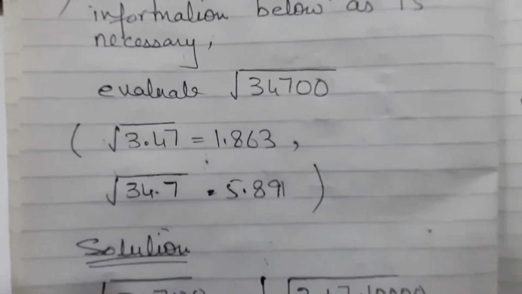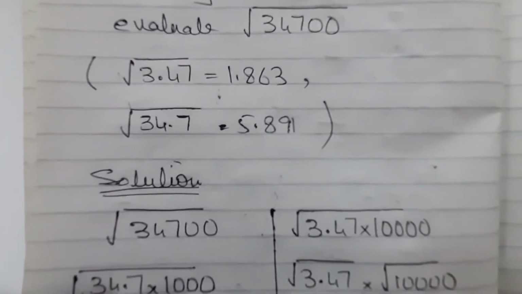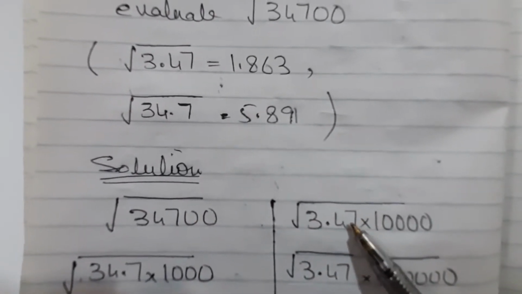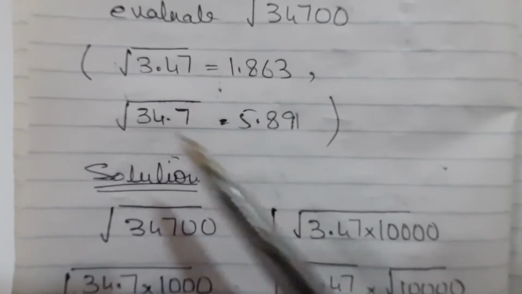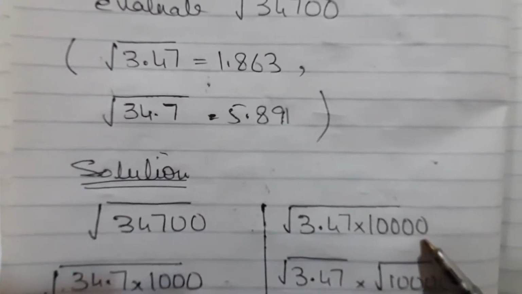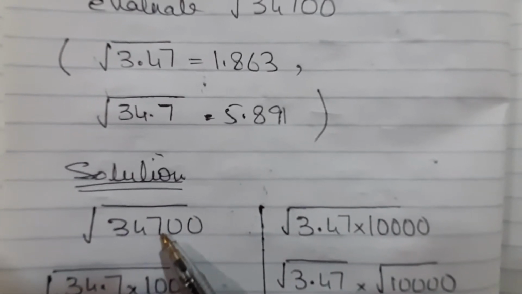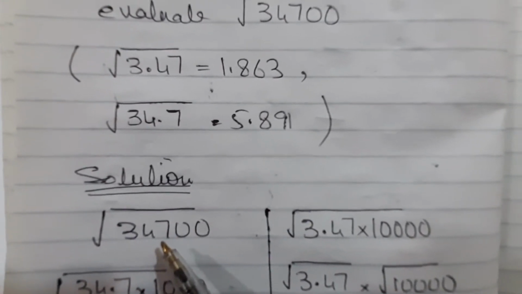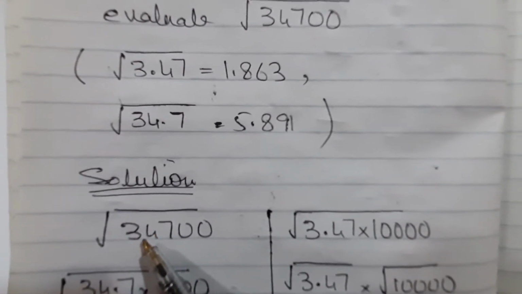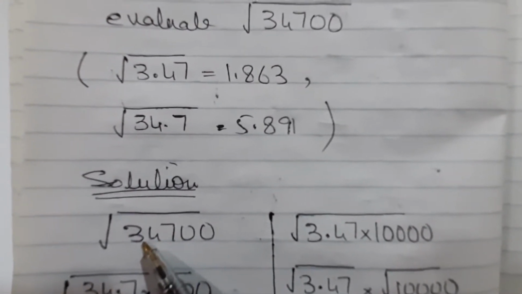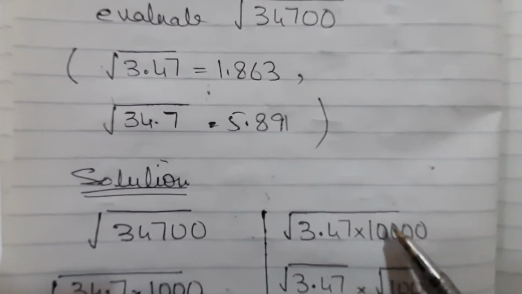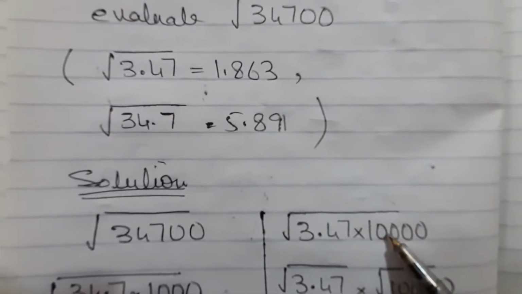So let's see what it will be after changing. When I change 34,700 into 3.47, which is here, 3.47 multiplied by 10,000 will be equal to this. You see how I got it? The decimal is here and I want to bring it here. How many digits are there if the decimal comes here? 1, 2, 3, 4. So that's why I'm multiplying it by 10,000.